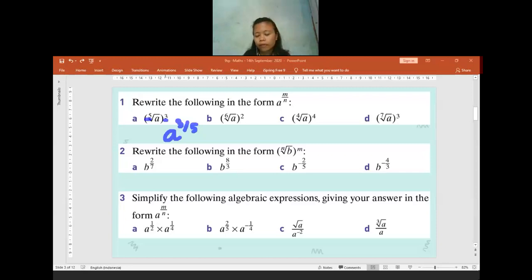Is there anyone having any question? Is there anyone who gets confused for question 1A? No? Okay, if no one has confusion, let us move to question B.